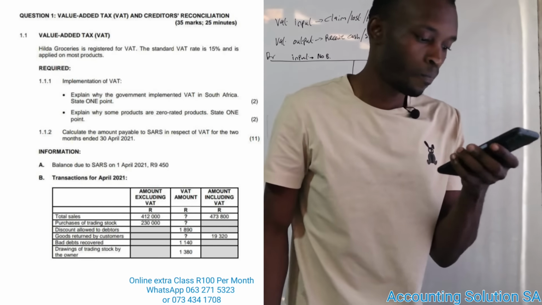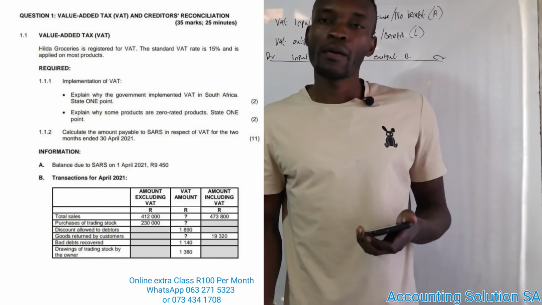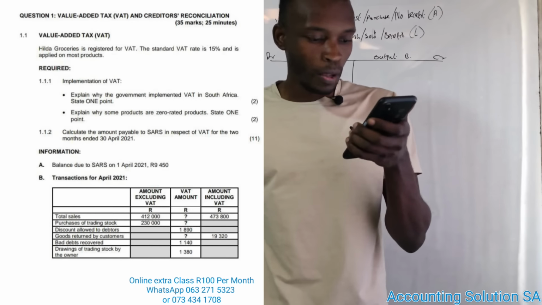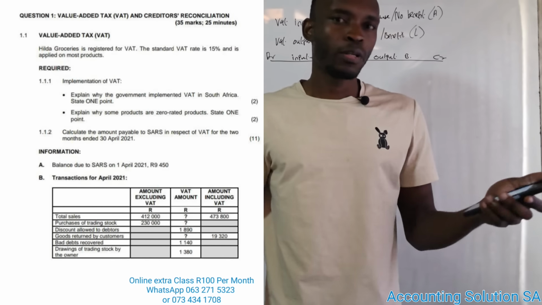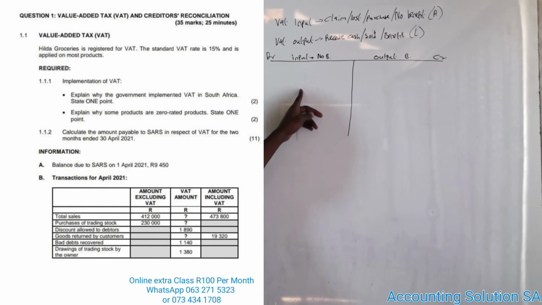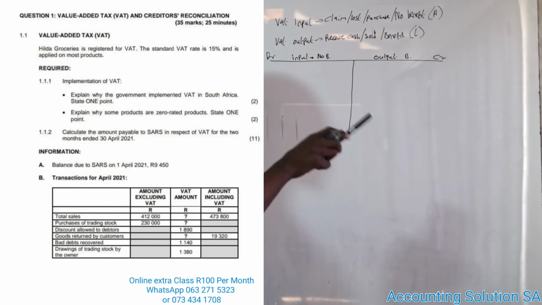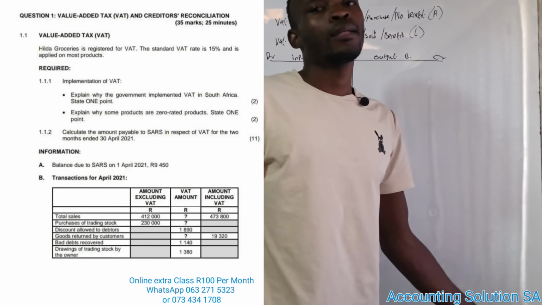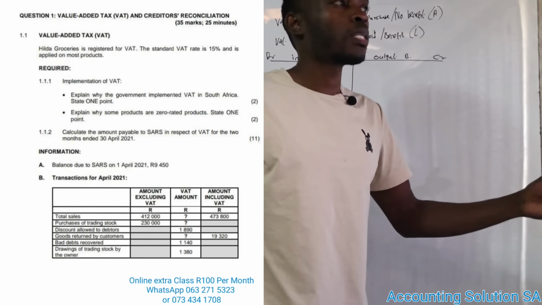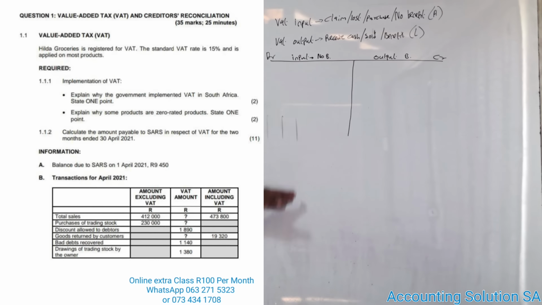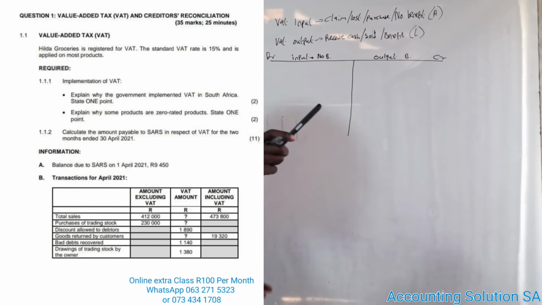Let me give you an example. Total sales: we have received money, we benefited, output. Purchase of trading stock: no benefit because we purchased, the money is gone, input. Discount allowed to debtors: we give a customer a discount, we didn't benefit. Once you give a discount, that discount amount is not going to be paid, which means no benefit. And so on and so on.